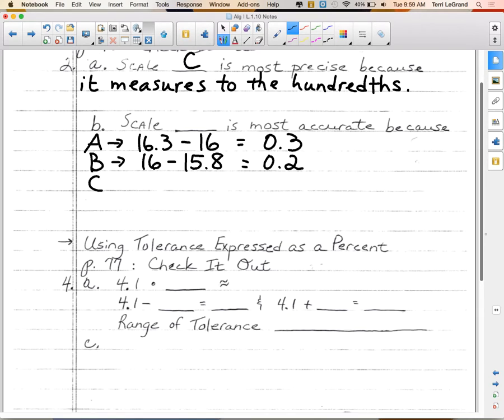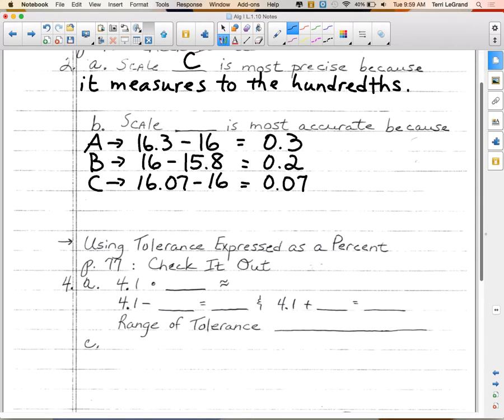Okay, scale C. What did it measure it at? 16.07. Well, that's more distance than the actual 16, so we'll take it away that way. So 16 and 7/100, we'll take away the 16. The longer distance take away the shorter. And how much distance is there on this scale? 0.07. That one's 7/100 of an ounce away.